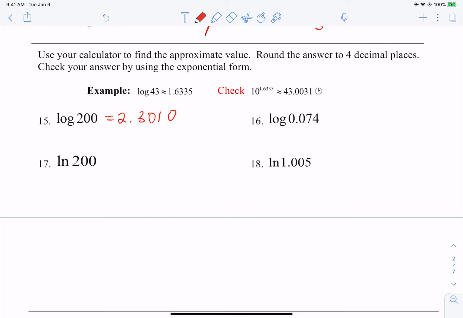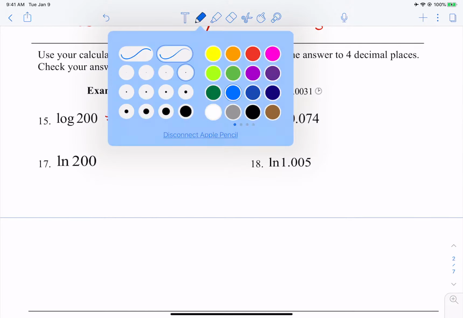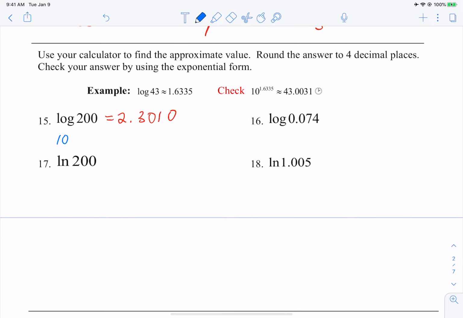2.3010. Now, you can check these very quickly. If we put 10 to 2.3010, you're going to get really super close to 200. You're not going to get exactly 200, but you're going to get super, super close. You might get 199.9 or something like that. Okay, let's do 16.